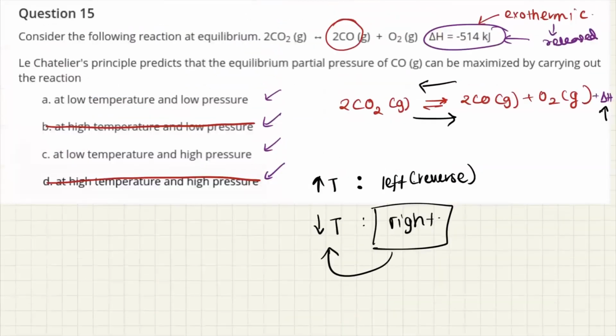So the correct answer is A, at low temperature and low pressure.